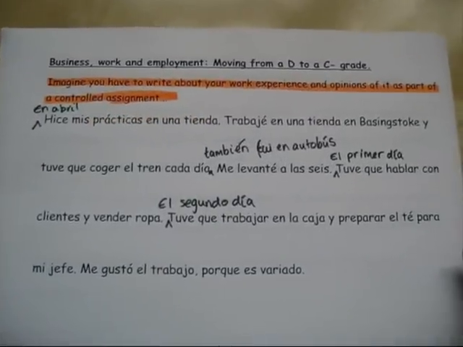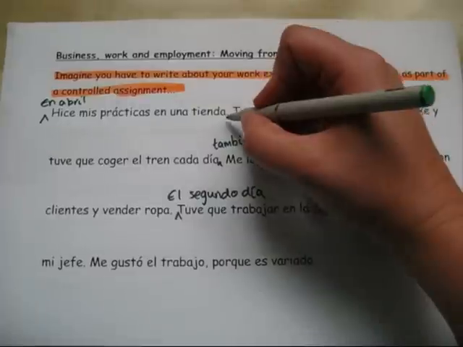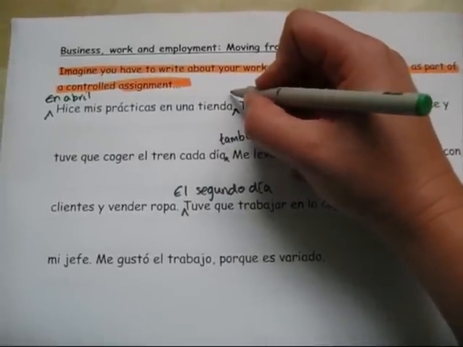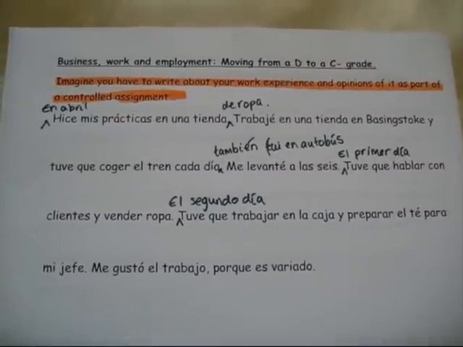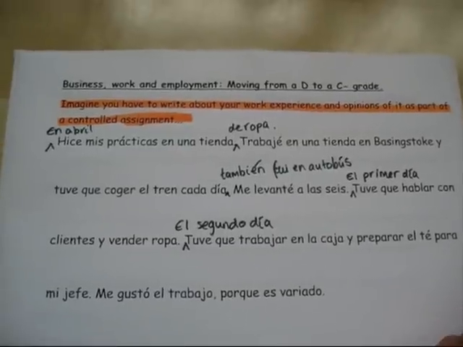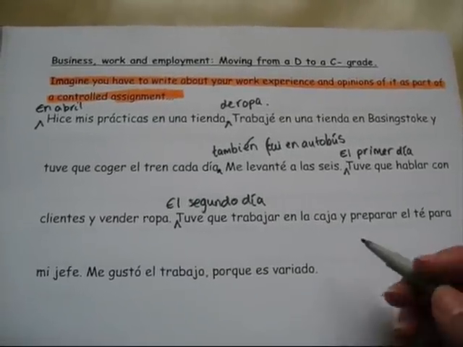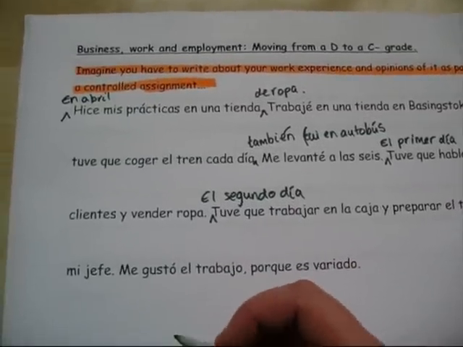We're now going to add some extra information. There's one thing that's really obvious, and that is we don't say what type of shop we work in. So una tienda de ropa is something you could do to add. Add some opinions. Now I've mentioned some of the tasks I had to do within my job, so working at the till and preparing the tea for my boss, so maybe I could give an opinion on that.